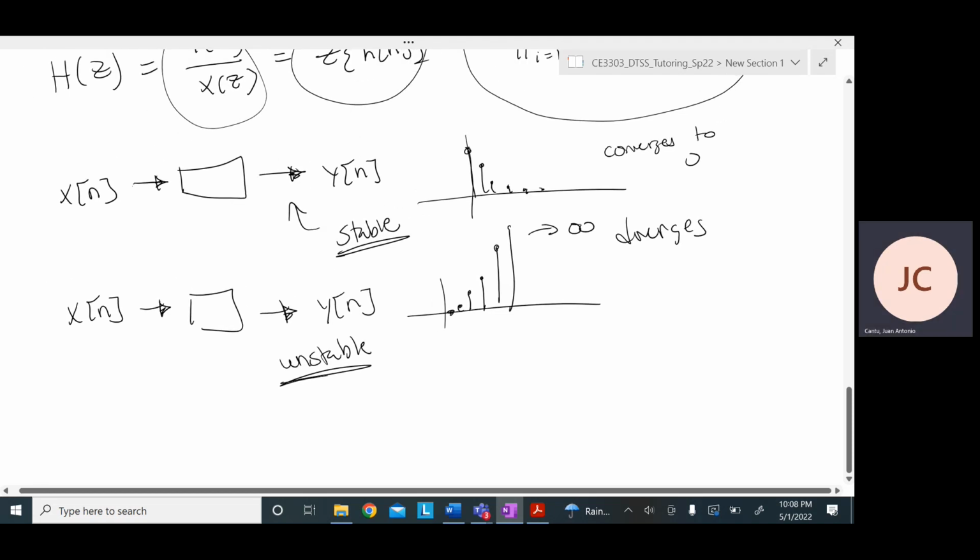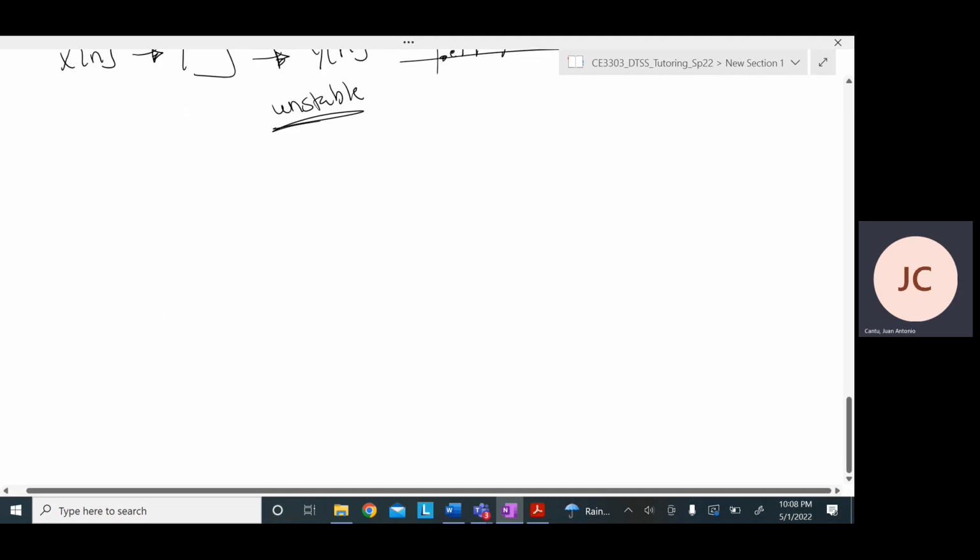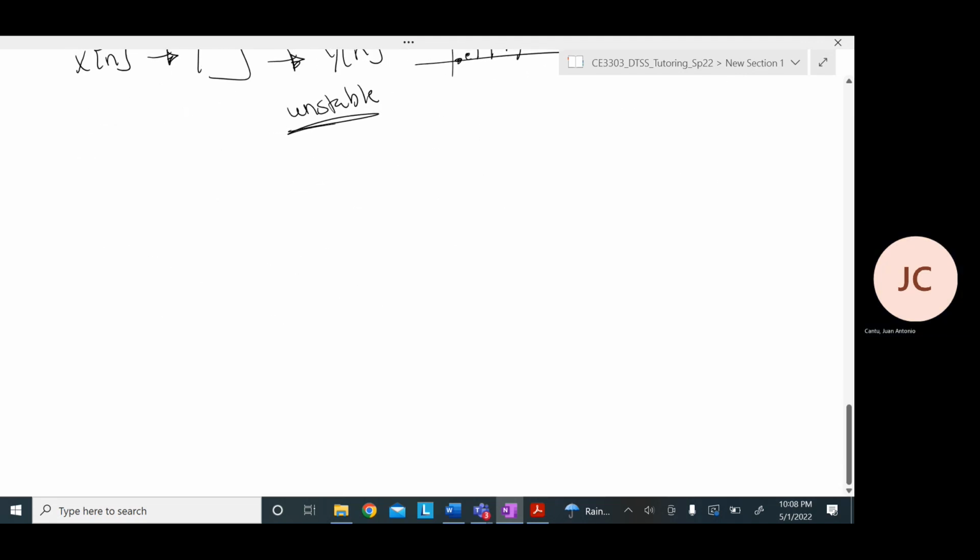I could have a decaying sinusoid or expanding sinusoid. I can have plenty of things. The main thing to note is that if your output signal converges to a number, the system is stable. If your output signal diverges to infinity, the system is unstable. And the way the transfer function helps us determine if systems are stable or unstable is like this.